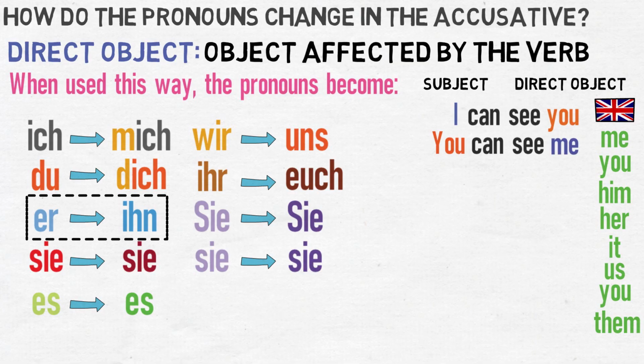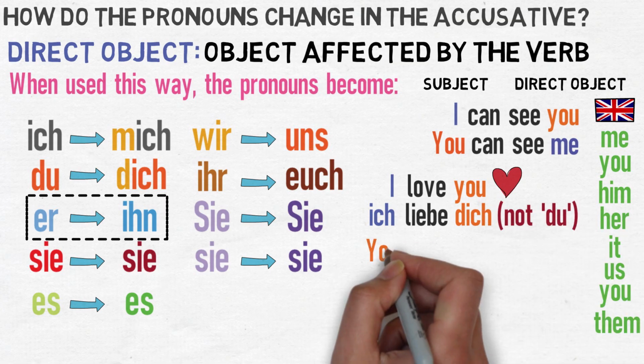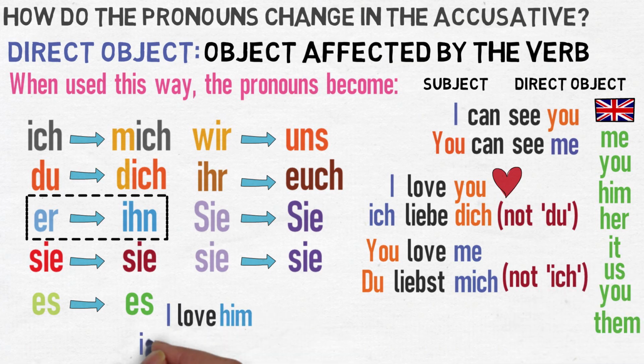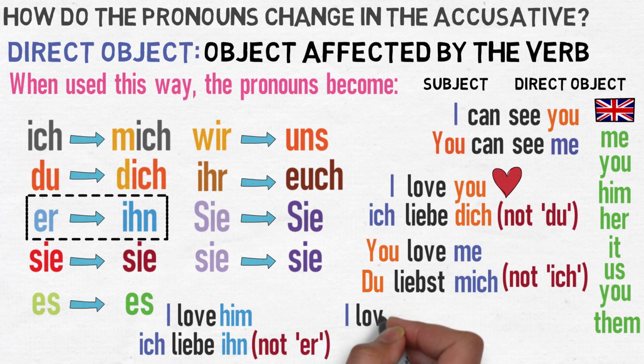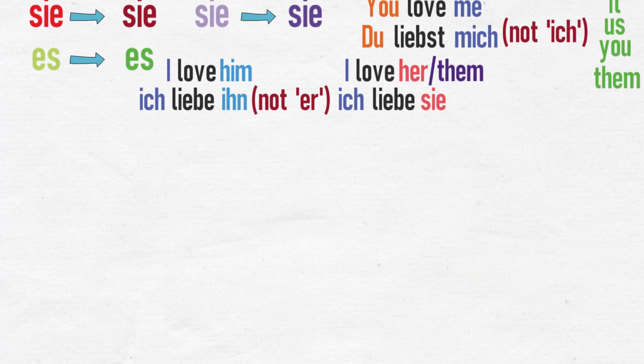For example, I love you is ich liebe dich, not ich liebe du. You love me, du liebst mich, not du liebst ich. I love him, ich liebe ihn, not ich liebe er. I love her, ich liebe sie, because sie doesn't change. This last sentence, ich liebe sie, could also mean I love them, because that sie doesn't change either. So we figure out the meaning from context.